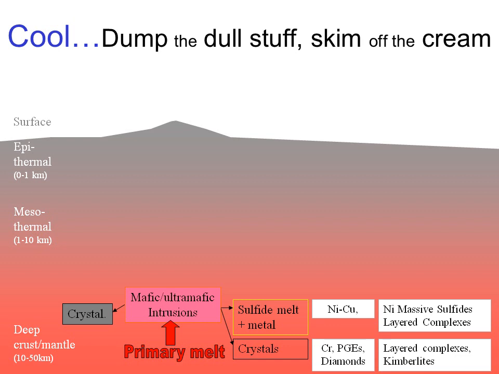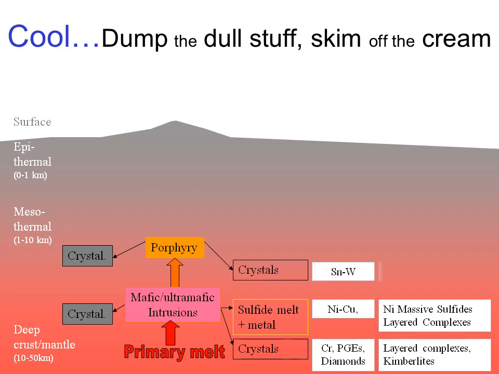As we continue up into a shallow area, we enter the porphyry domain. And again, as the magma continues to cool, it drops out crystals, this time usually of feldspars and quartz, concentrating the metals that we want into the remaining melt. They may crystallize out later to form tin and tungsten greisens. These are pretty unimportant deposits, we won't talk too much about those.